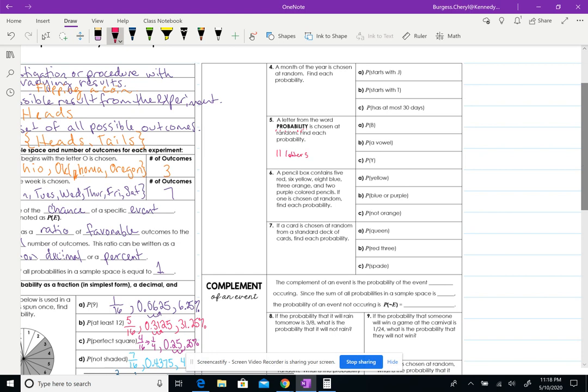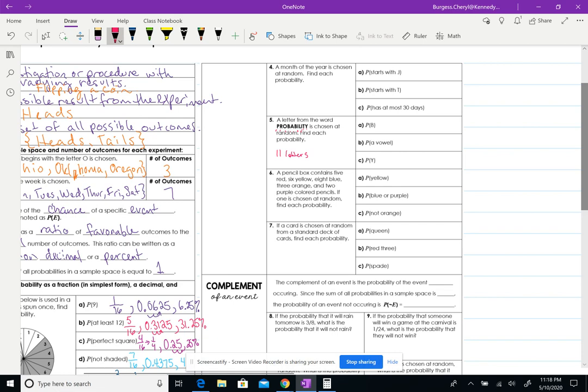So let's find the probability of choosing a B. So let's say we wrote the letters for the word probability on cards. We would need 11 cards. We'd put a P on the first one, an R on the second one, an O on the third one. And we put all the cards in a bag. And we pulled out a card. What would the probability be of choosing the letter B?